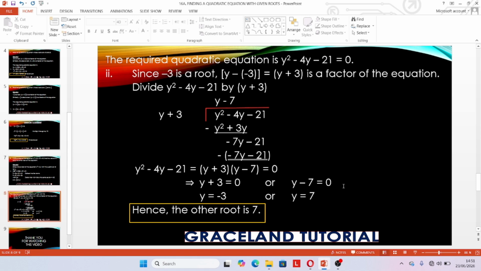Minus 7 moves to the right hand side. It turns to plus 7. So 0 plus 7 will give 7. So y will be equal to 7. Now, since we've been given minus 3 as one of the roots, so the other root now is 7. So our final answer is that the other root is 7.